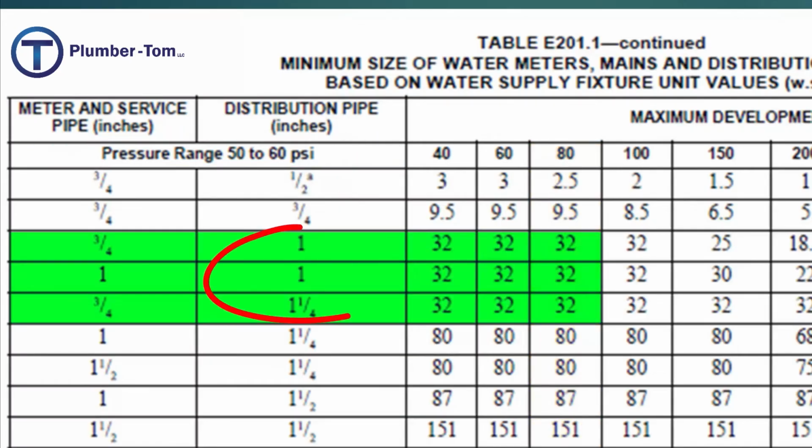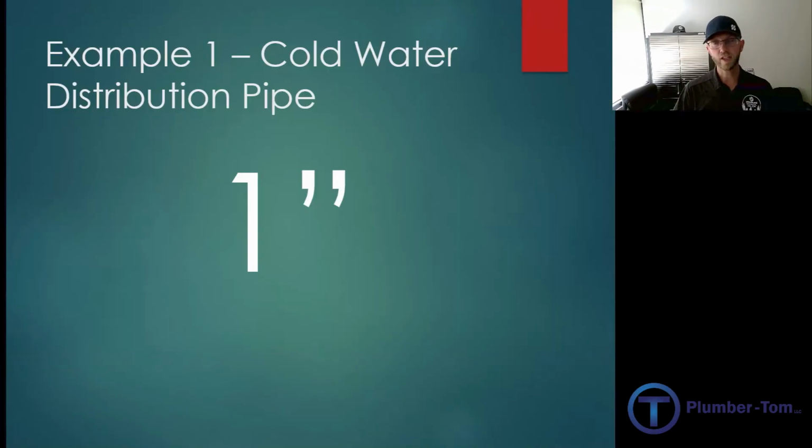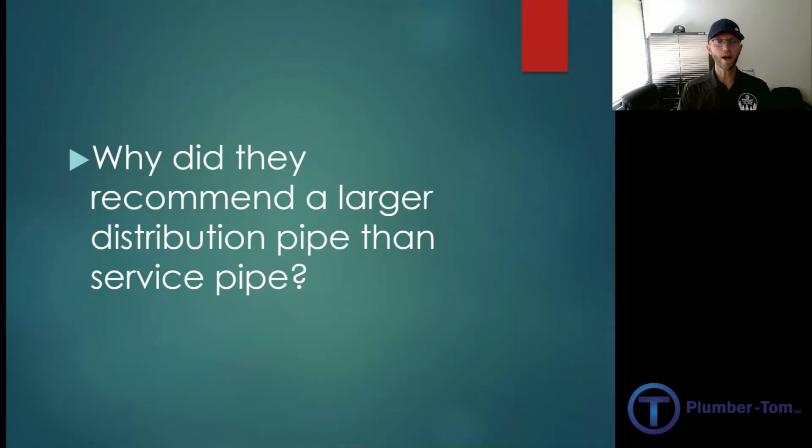Smallest I could go as I come across to the left for a distribution pipe would be a 1-inch distribution pipe for the cold side. Question here, why would they recommend a larger distribution pipe than a service pipe? If I have a 3/4 inch service pipe coming in and then have to bump it up to 1, well, that's an important thing to know.